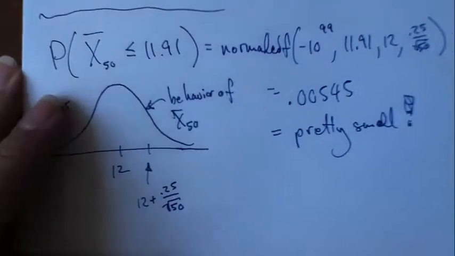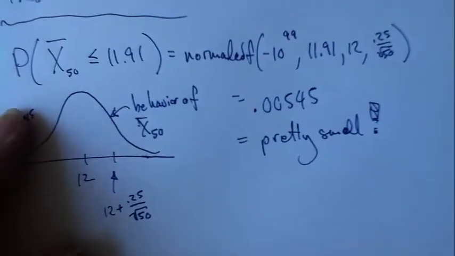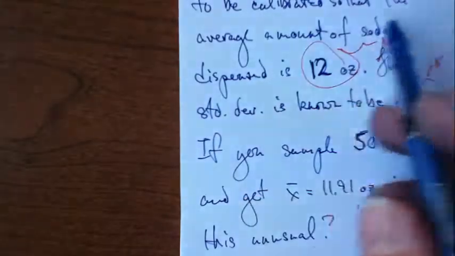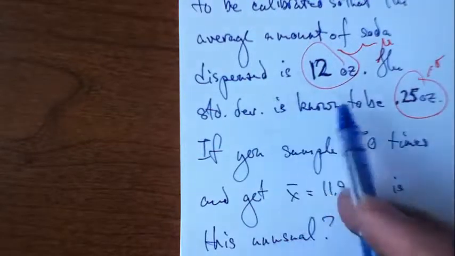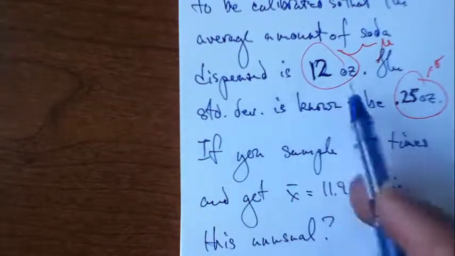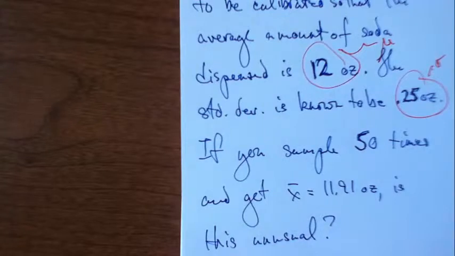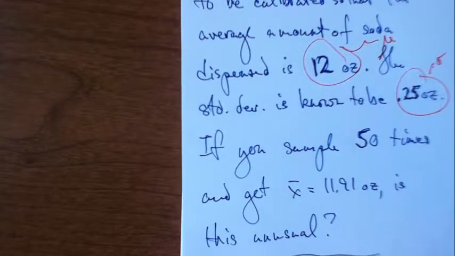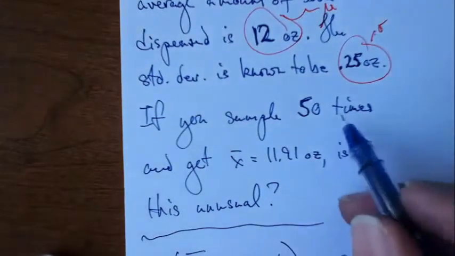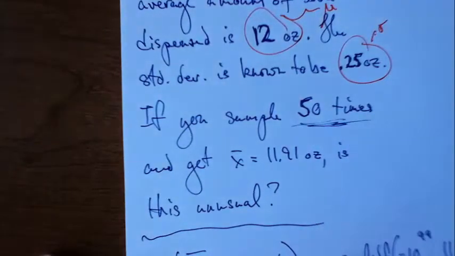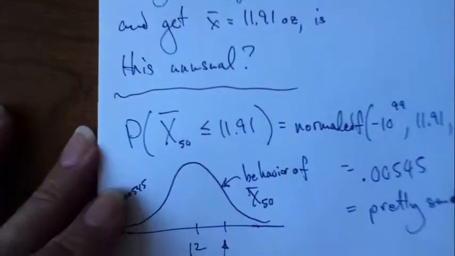Notice again that there's no information in here about the actual distribution of the squirts of the soda, right? What we're applying here is the central limit theorem. We're assuming that 50 is a pretty large sample, so that we can actually, I guess this ought to be approximately, right?